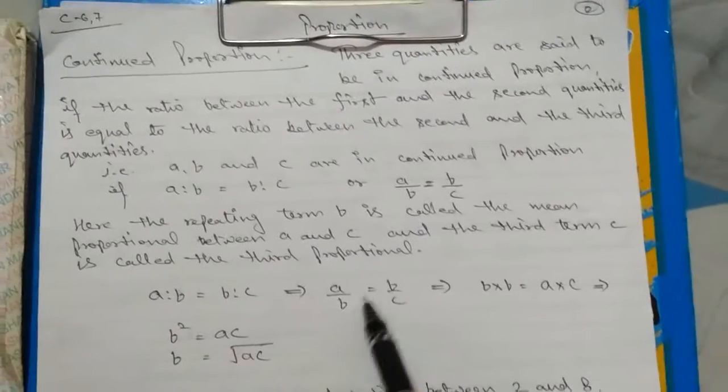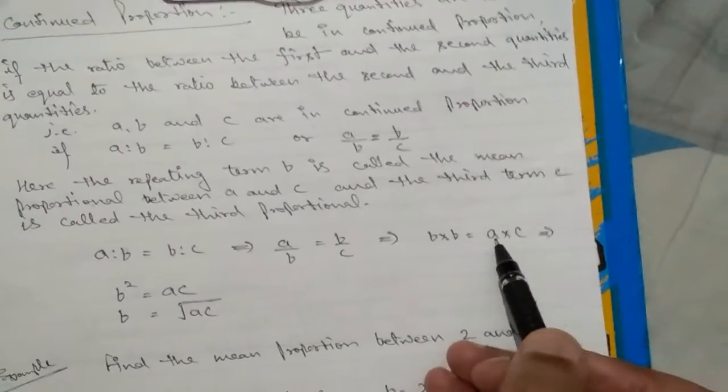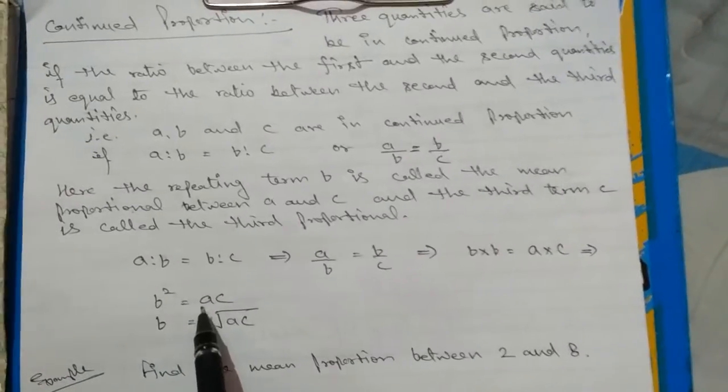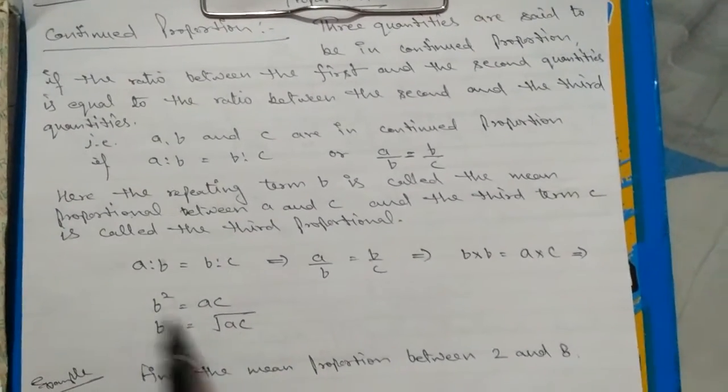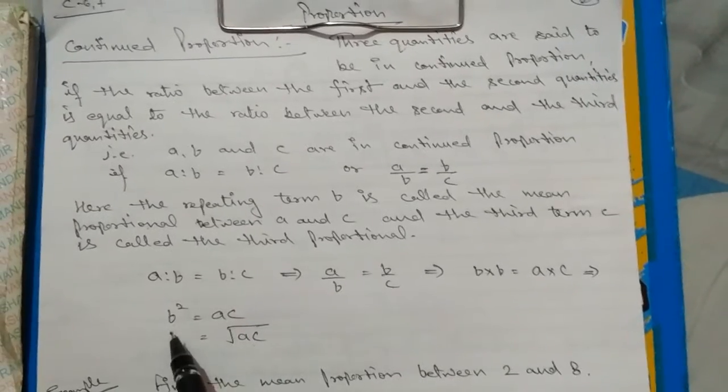Then you will have to cross multiply. B into B is equal to A into C. So B into B is B square equal to AC, or you can say B equal to under root AC. Here B is the mean proportion. If they give you three terms and you have to find the mean proportion, directly write B square equal to AC, so B equal to under root AC.